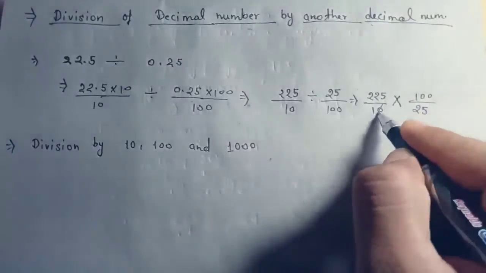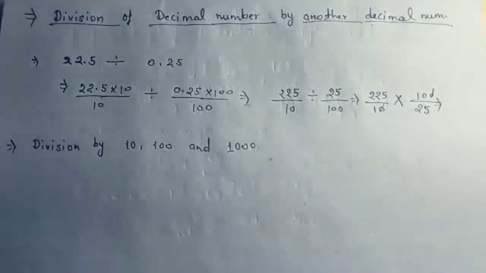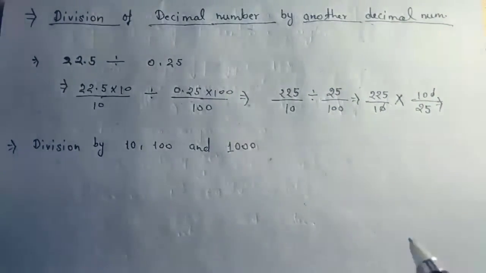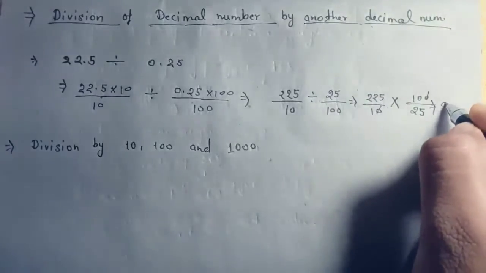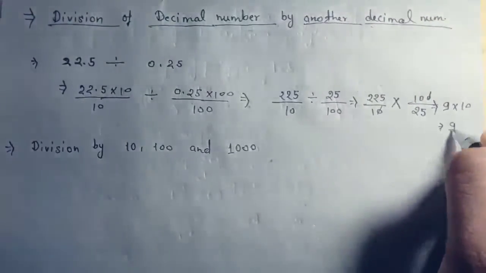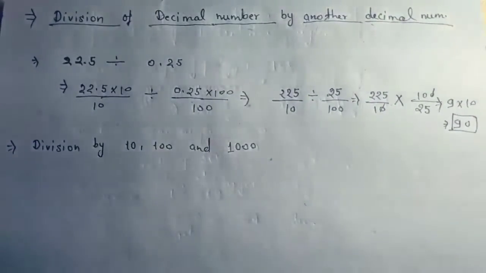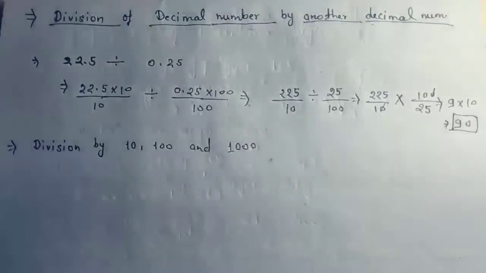Now we get our result: 25 nines are 225, and 9 into 10 will give you 90. So this could be the method for the division of decimal numbers. Basically we have to eliminate the decimal sign from the denominator, then we have to divide.